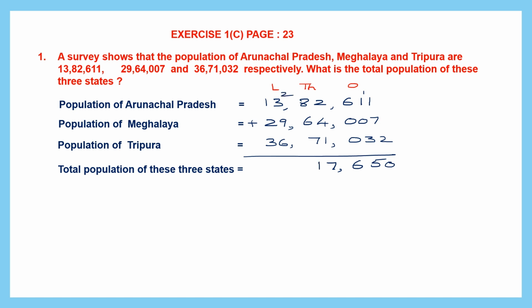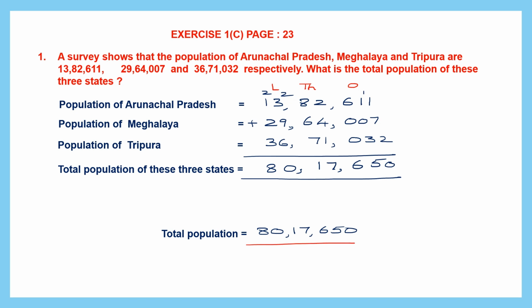Carry 2. Now here we have 3 plus 2 is 5. 5 plus 9 is 14. 14 plus 6 is 20. So we put a 0 and carry 2. 2 plus 1 is 3. 3 plus 2 is 5. And 5 plus 3 is 8. So now we have the total population of the three states, and that is 80,17,650. So we can write our answer. Total population is 80,17,650. This is our answer.